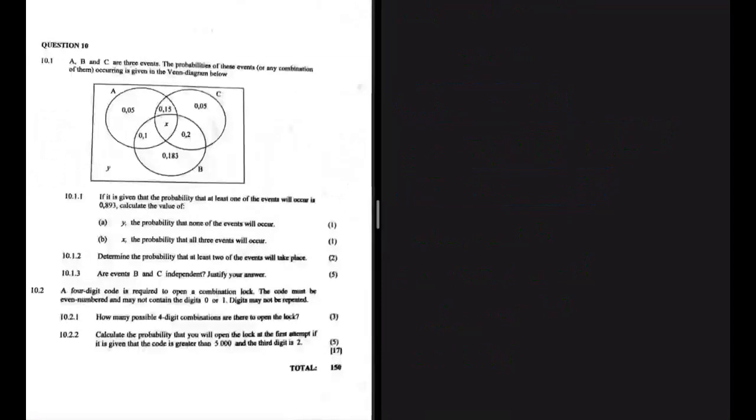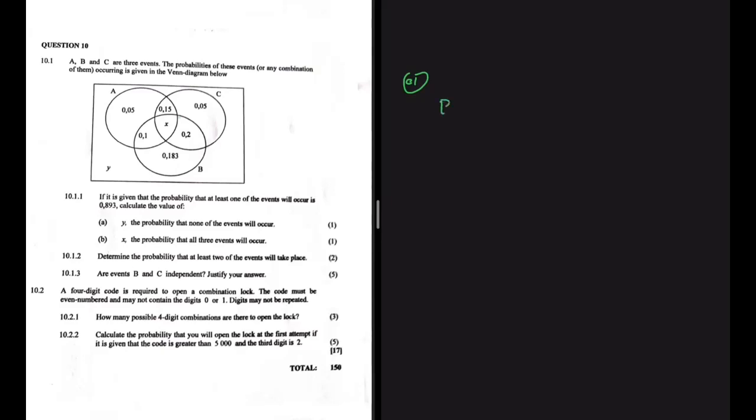8.25. We have events A, B, and C, and then we're given the probabilities and the combinations as a Venn diagram. And the first question, 10.1.1a, says let's find y, the probability that none of the events will occur.